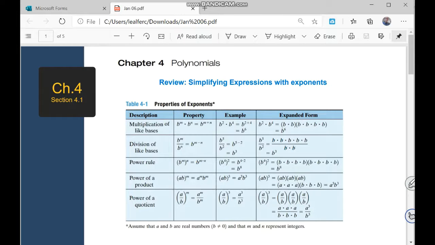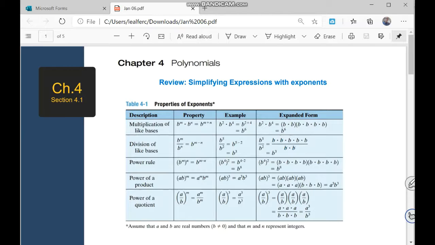We started this new topic, polynomials, on Monday. Monday we were talking about the definition of polynomial. Polynomial is a combination of two words, poly and nomial, that mean many terms. So when you have a bunch of terms together in an expression, then this is a polynomial.